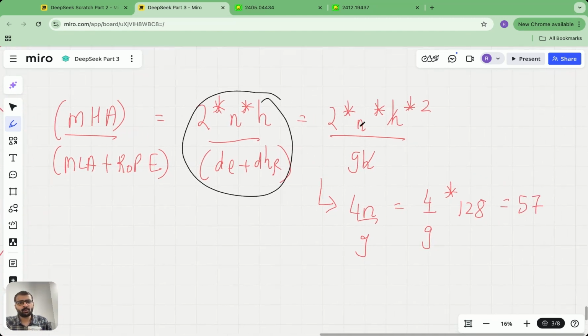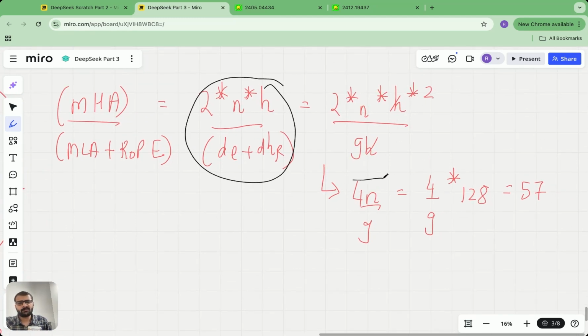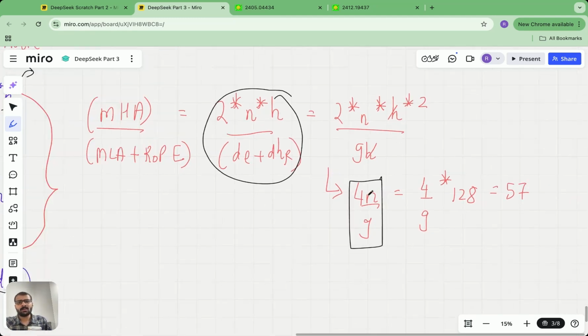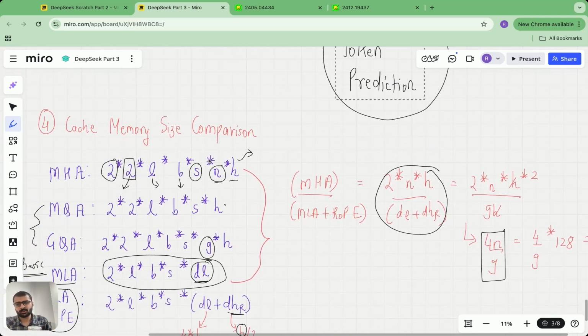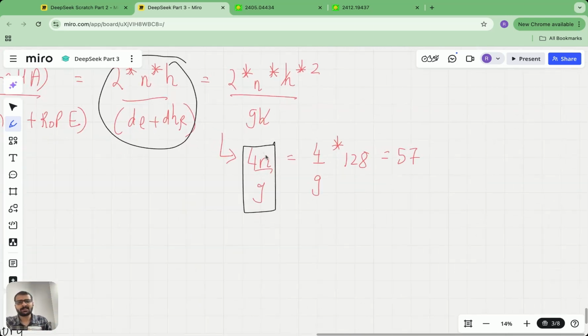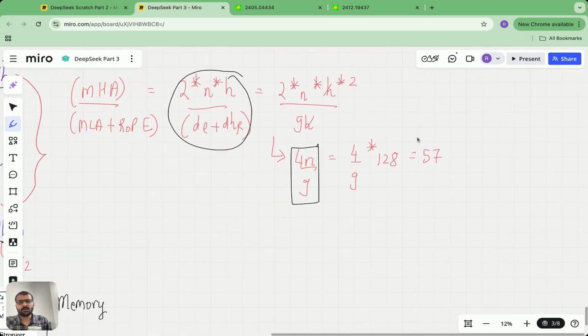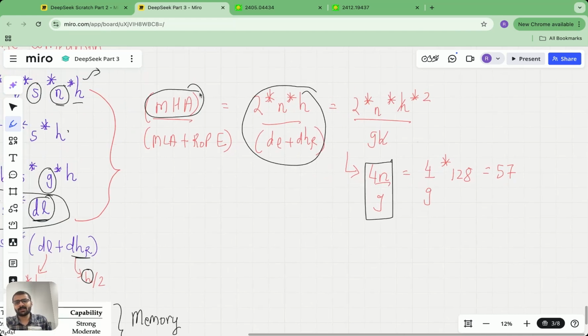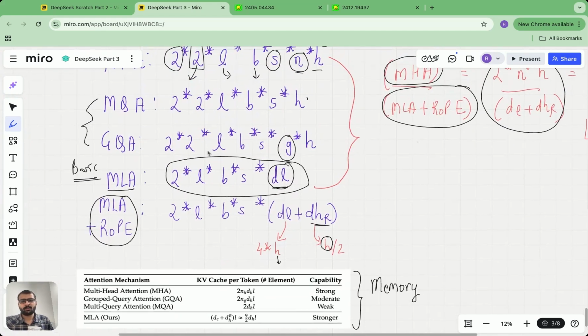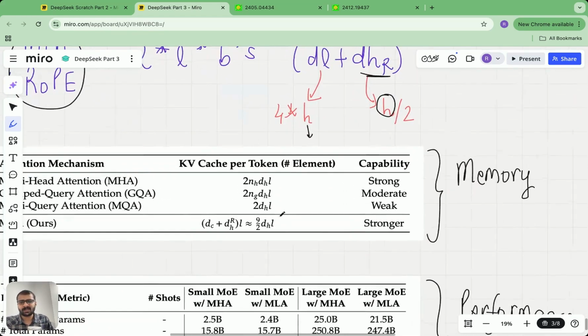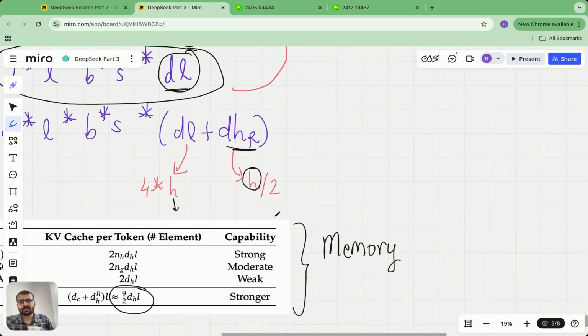So that will be 2 into N into H divided by 9H by 2. So this will give you 4N by 9, and N, which is the number of attention heads which was used in DeepSeek, is equal to 128. So in DeepSeek, if you compare multi-head attention with latent attention plus rope, you'll see that multi-head attention takes 57 times more memory as compared to MLA plus rope. So latent attention plus rope actually saves the memory capacity, as is shown over here, by 57 times.